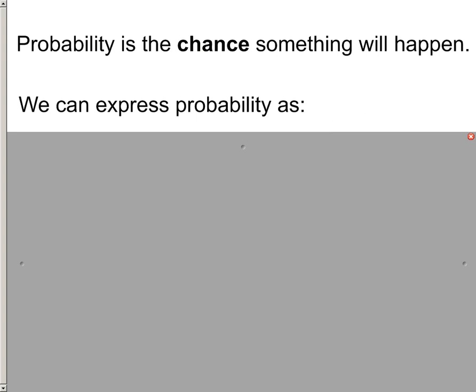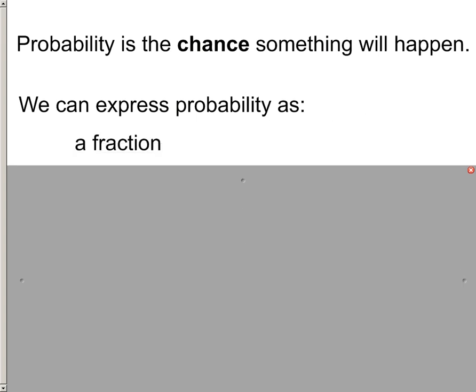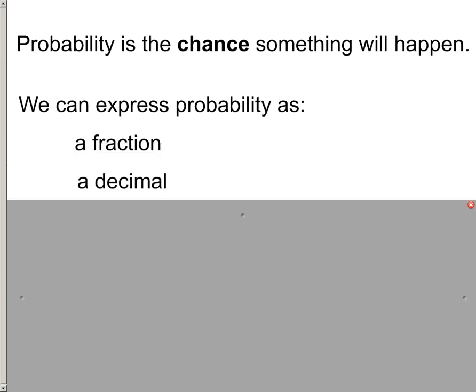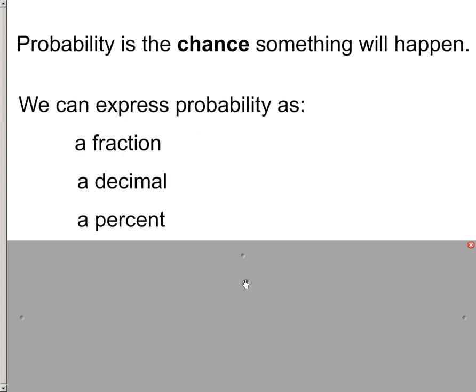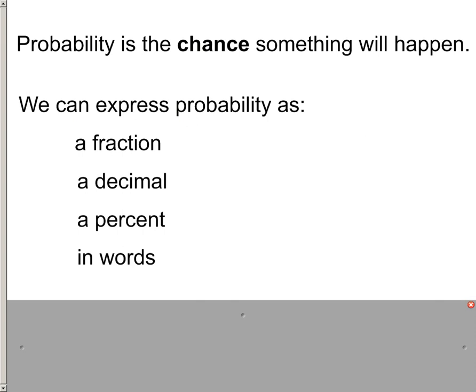And we can write it four different ways. We can write it as a fraction, a decimal, and a percent. And the last way would be if it was just words, writing it out. So let's go and take a look at probability and what it looks like as we write it that way.